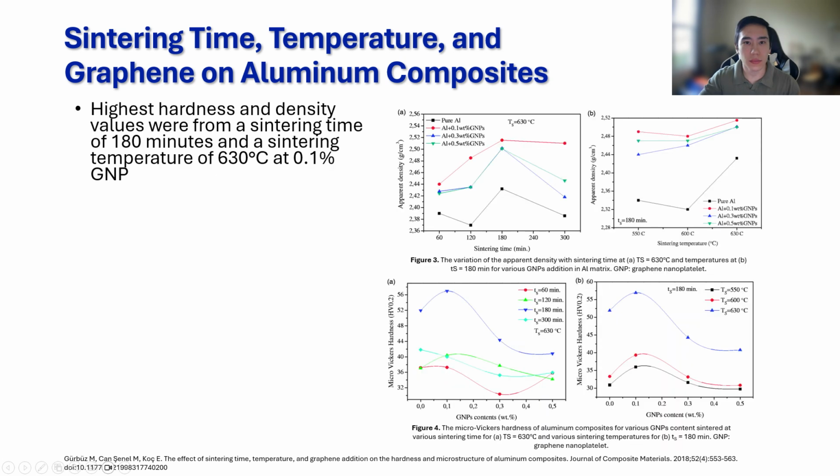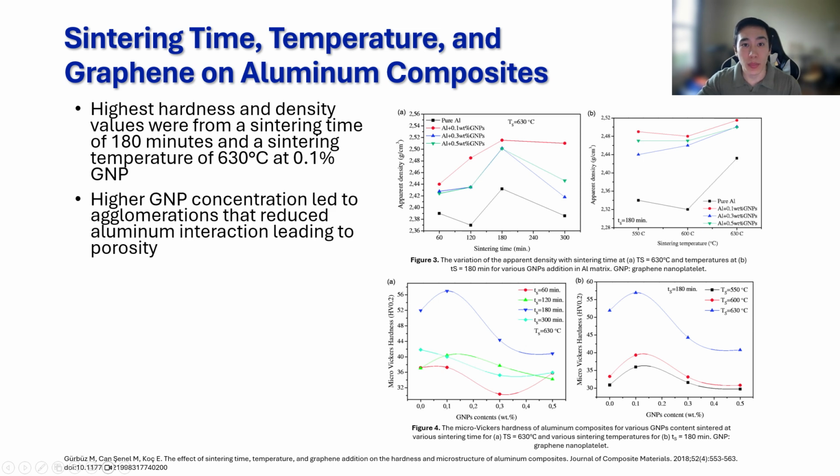So here we can see the sintering conditions compared to the density, measured by the Archimedes method, of the samples for each concentration on the top two graphs, and the concentration compared to the HV for each sinter time and each temperature. Both the highest hardness and density values peaked at 630 degrees Celsius sintering temperature, 180 minutes of sintering, and 0.1% concentration for each set of variable combinations.